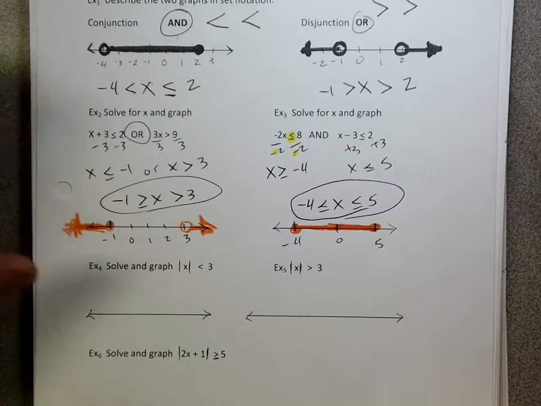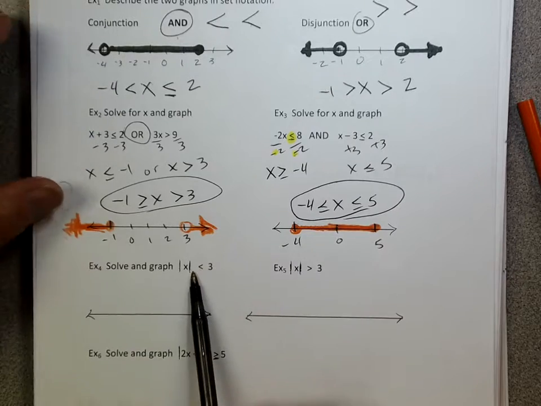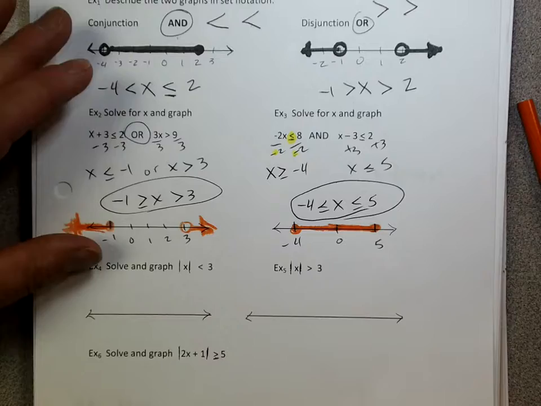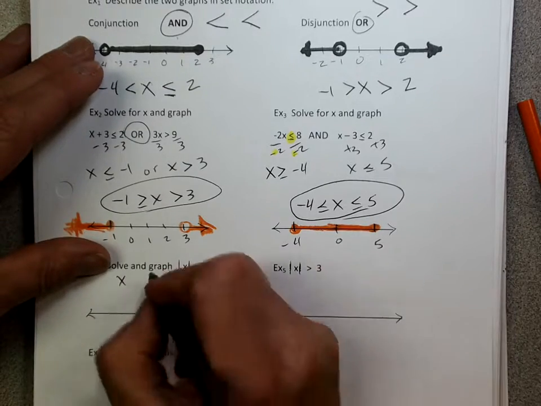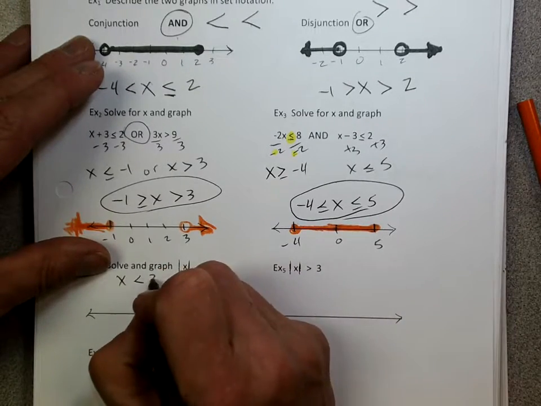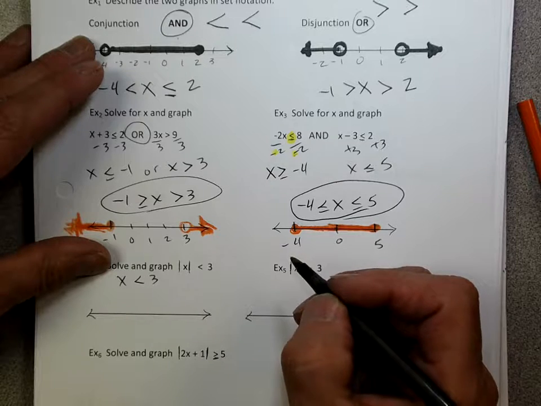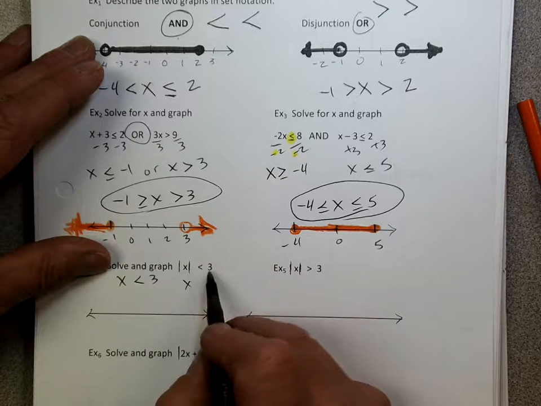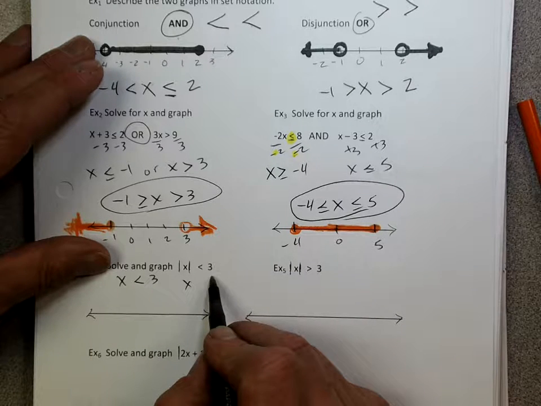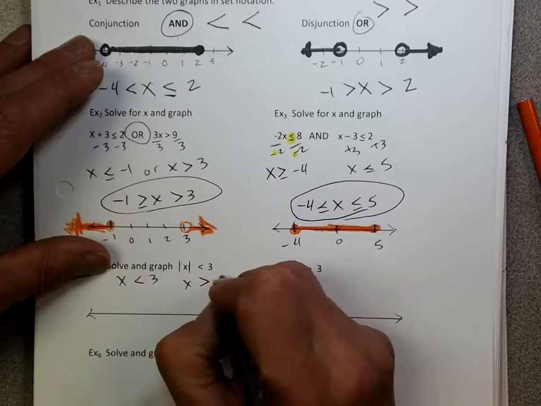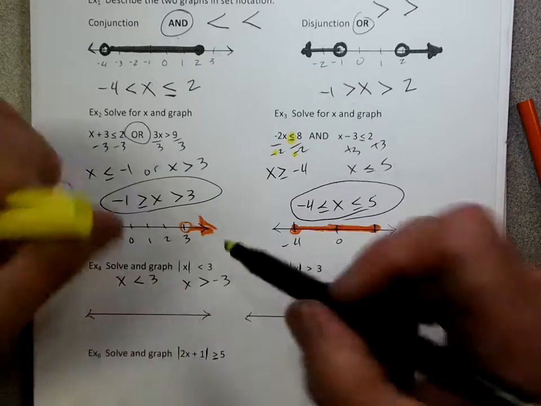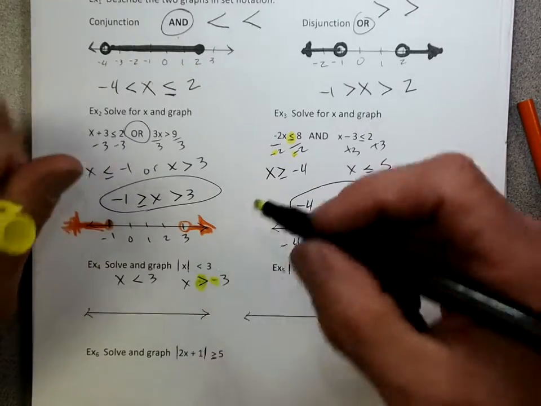Okay, example 4. So we kind of looked at this. We know that all the values are going to be between 3 and negative 3, right? So what we really get is x has got to be less than 3, right? Because that's what it says. And then x is, now when we make it negative, we turn the sign. Greater than negative 3. So when we make it negative, we turn the sign, just like we did before.